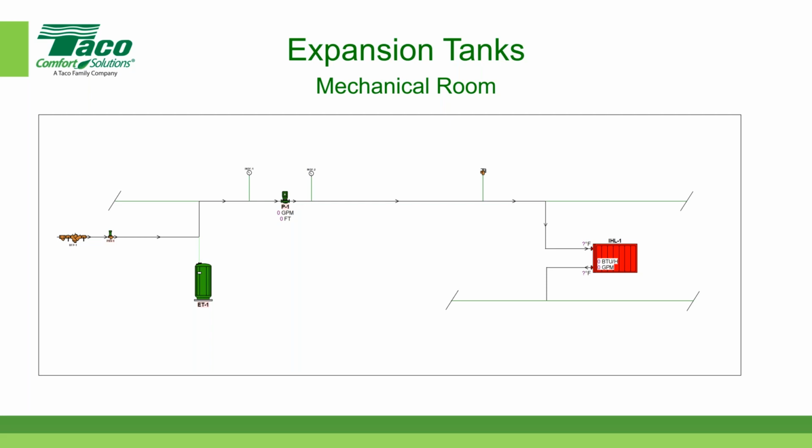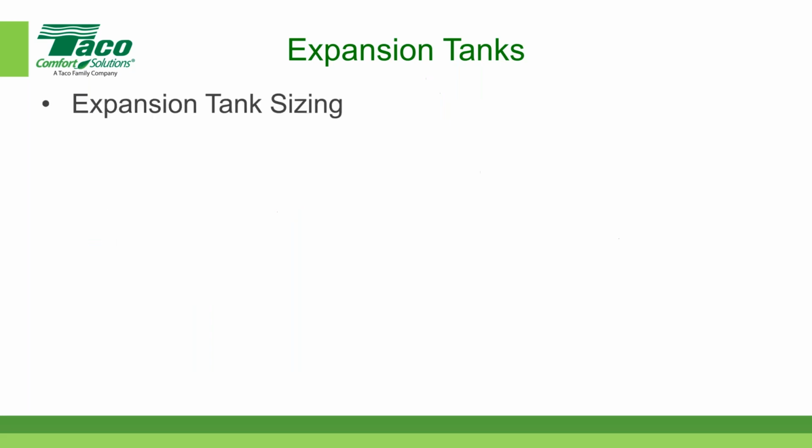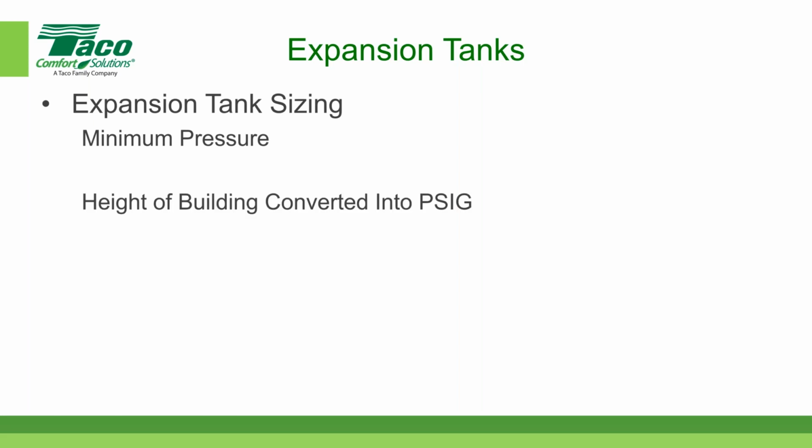We can see, as we move again to the left, the fill valve, pressure regulating valve, and then also the expansion tank. So the first piece of information that we want to figure out is what is the minimum pressure at the expansion tank. So that's the first piece of information that we're going to try to hunt down, is the minimum pressure.